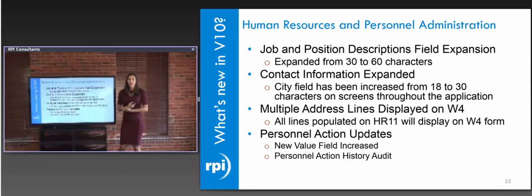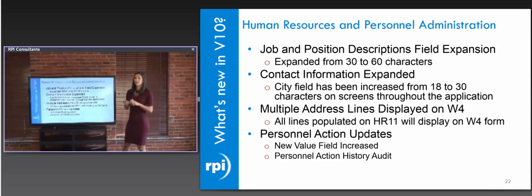Couple more HRPA updates here. The job and position descriptions fields have been expanded to accept 60 characters as opposed to 30. This is another one that I'm probably too excited about because I've worked with some clients who've had to really abbreviate a lot of their job and position descriptions, so much so that it doesn't really make a lot of sense, or if multiple people are in there creating jobs and positions and they're not using the same abbreviation format, it can get a little bit confusing as to which is which and which you should be using. So now hopefully there won't have to be very much abbreviation because you have 60 characters now.